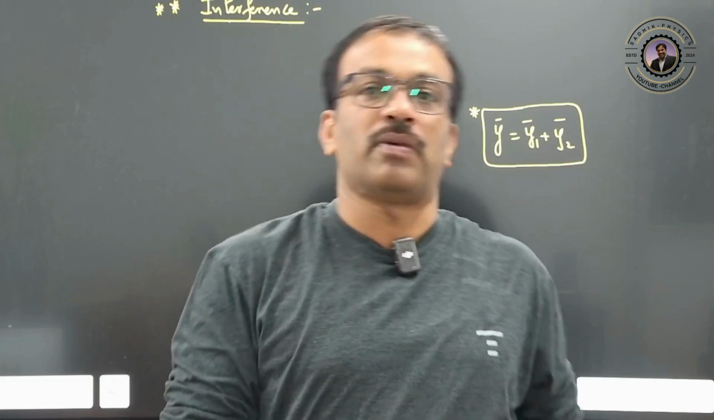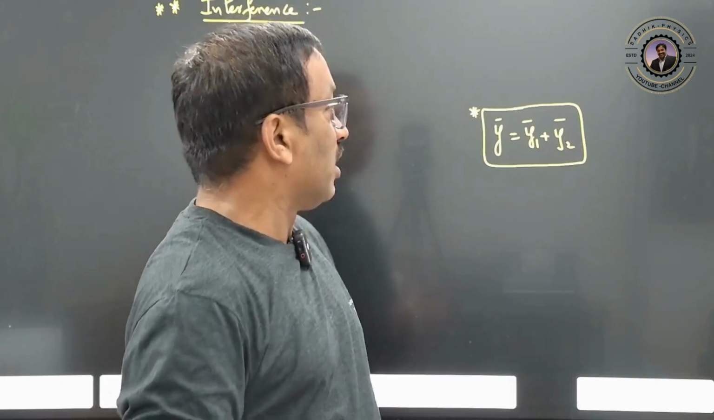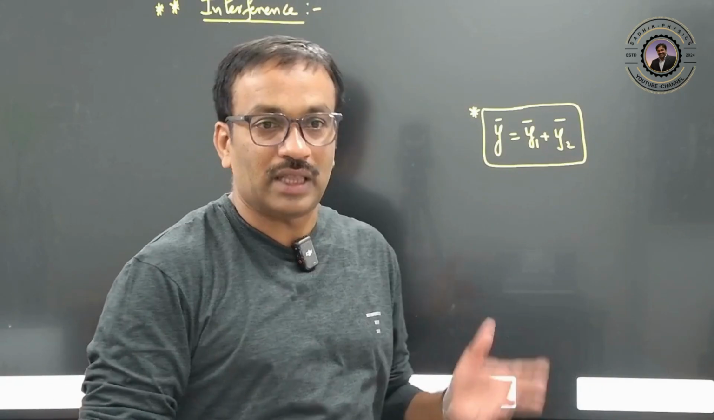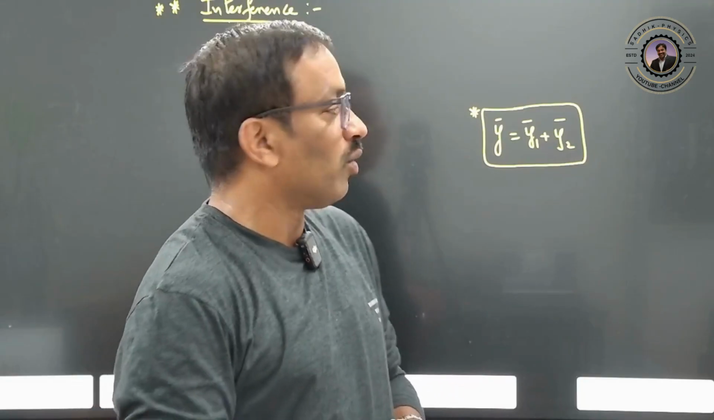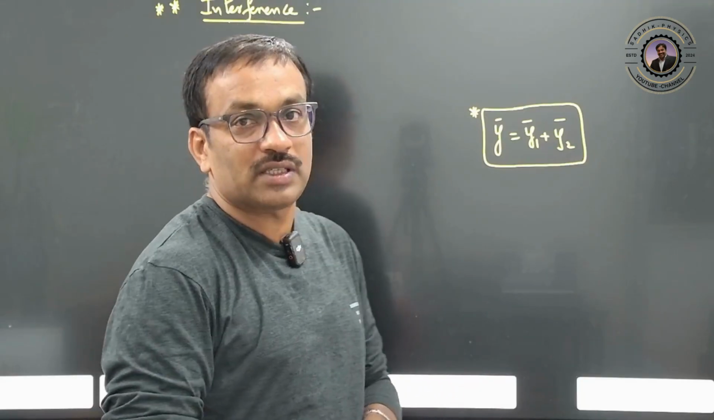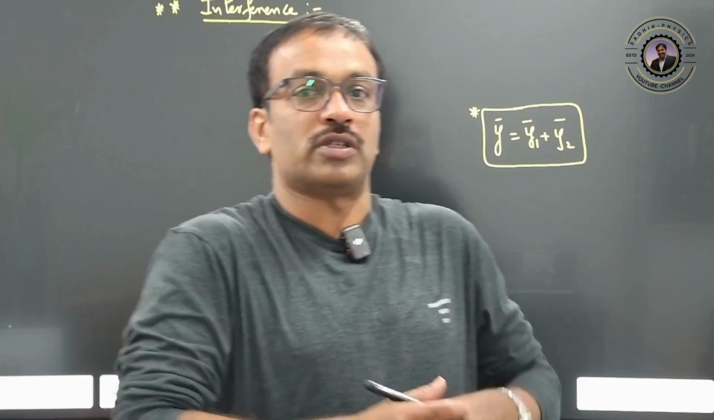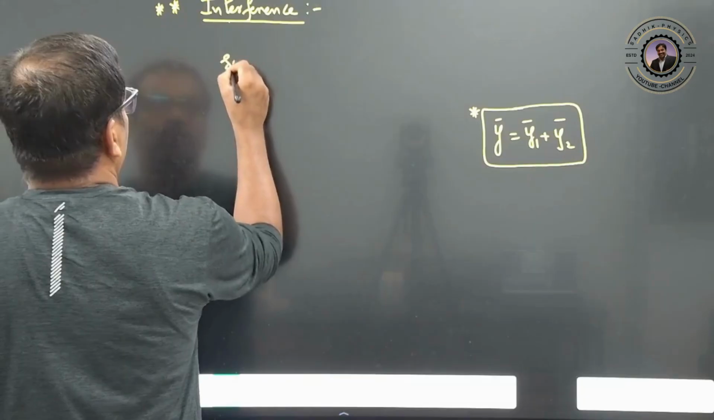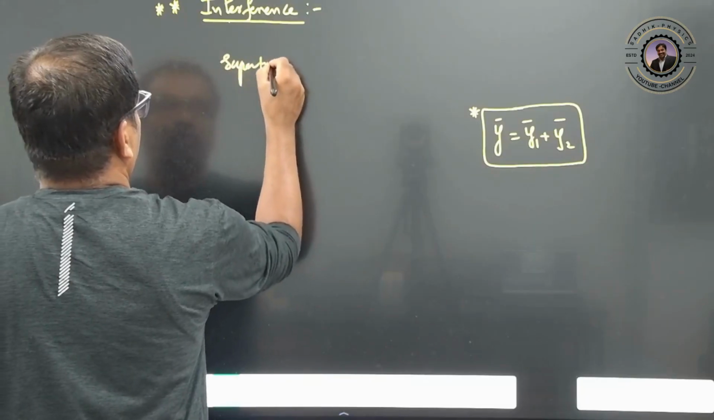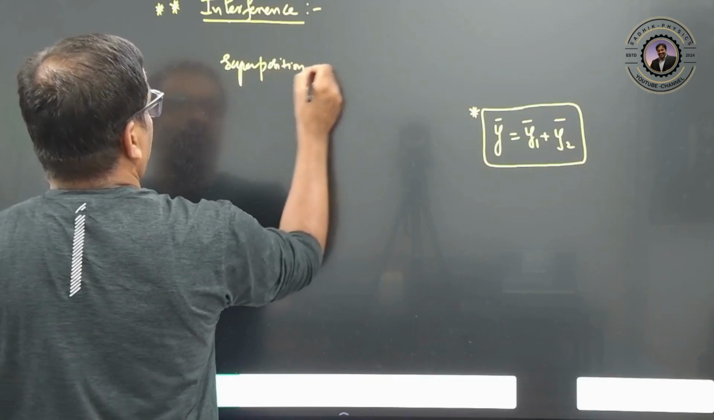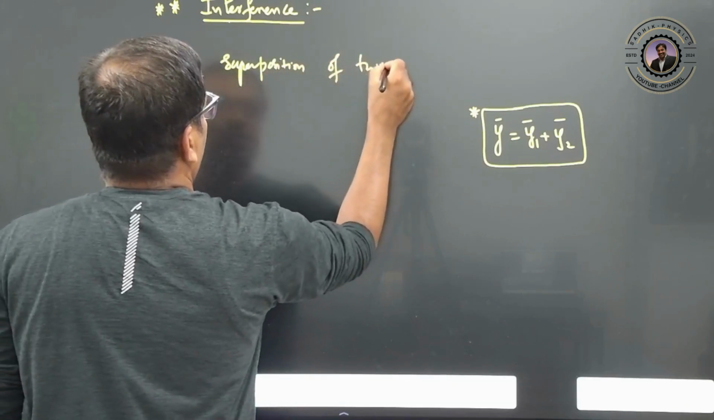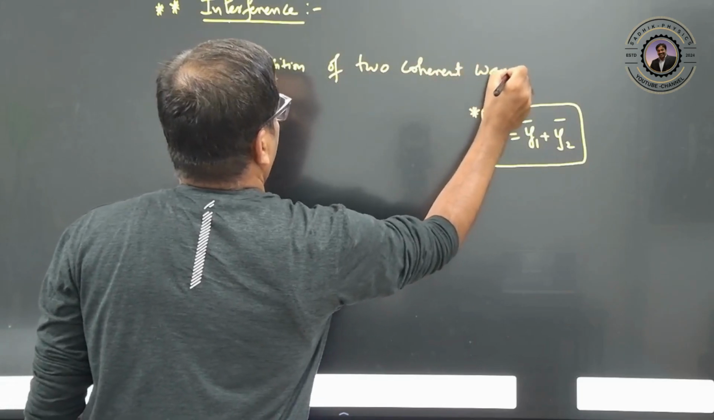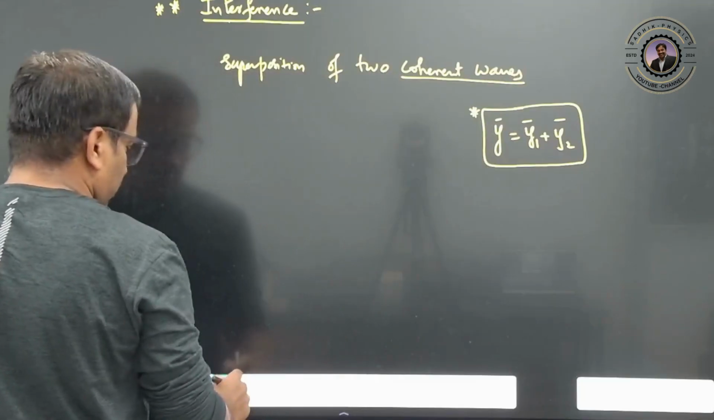In this principle of superposition, different effects are going to form. One of them is interference. What is interference? Interference is the superposition of two coherent waves. So first of all let us see what is meant by coherent waves.